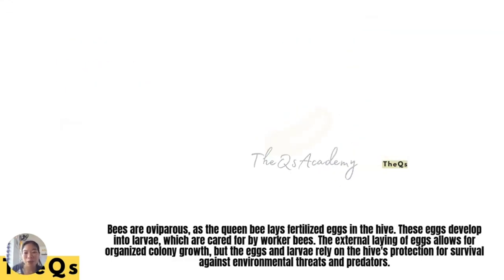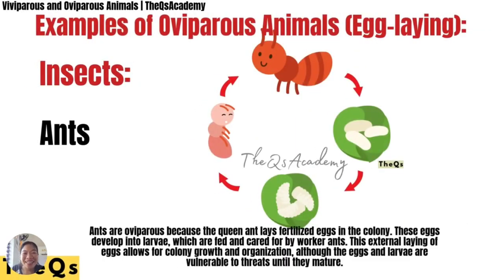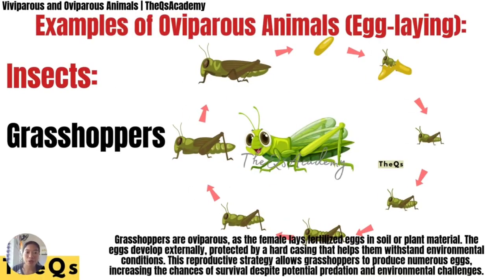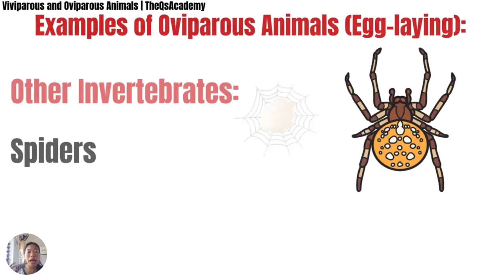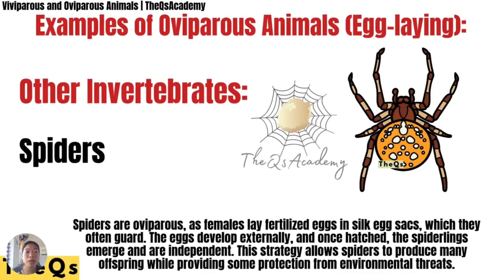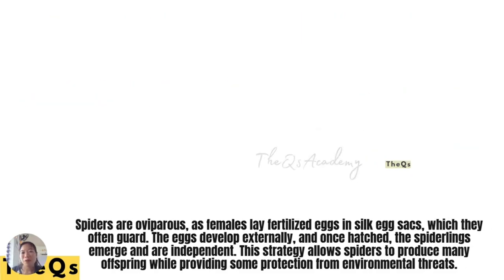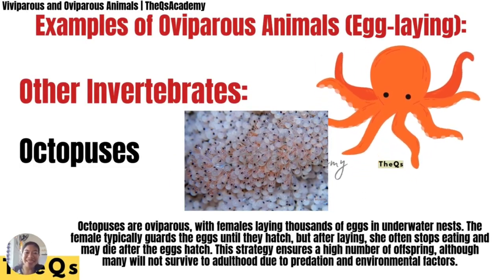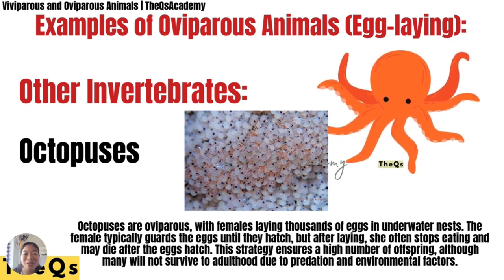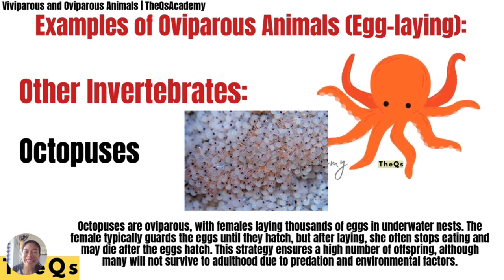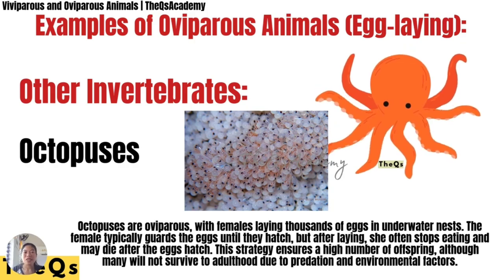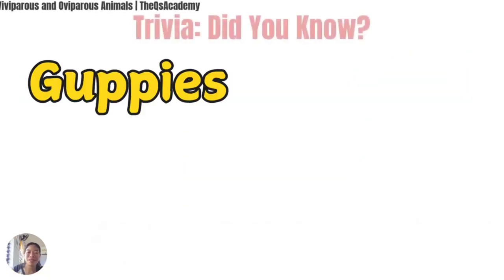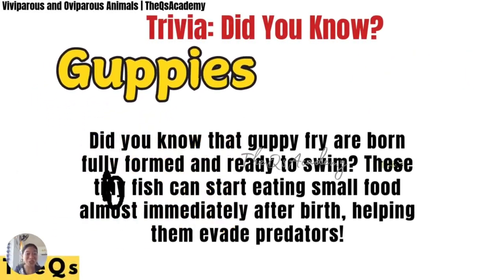And also we have bees. Bees are oviparous. And ants, they are oviparous. And also grasshoppers, oviparous. And we have also other invertebrates like spiders. They are oviparous. And also octopus, they are oviparous. They lay thousands of eggs in underwater nests. So they are oviparous.